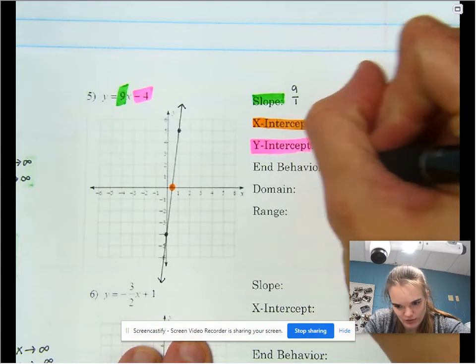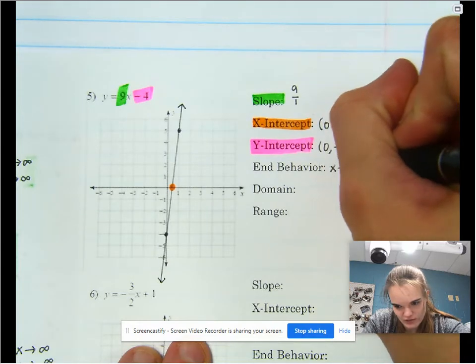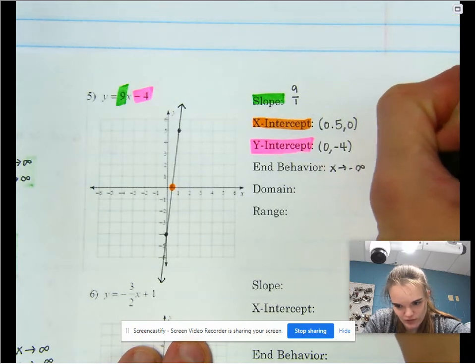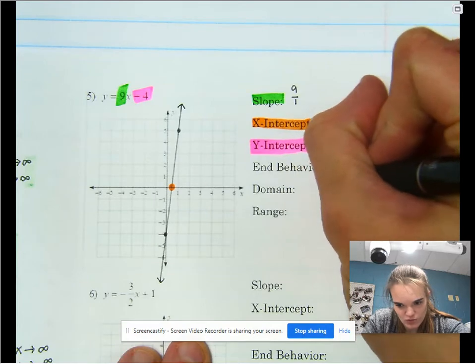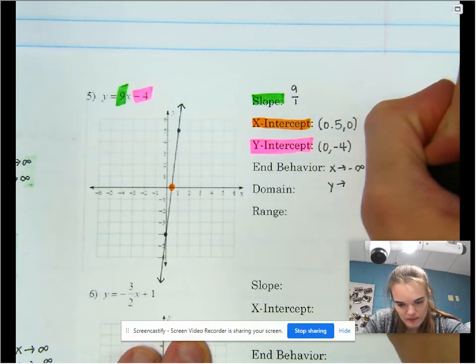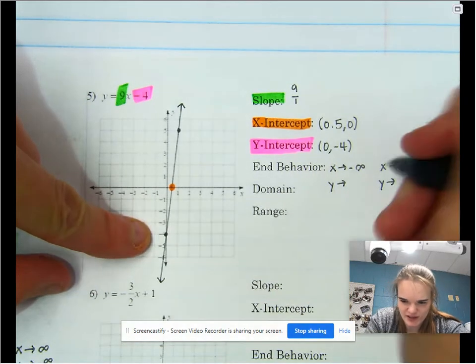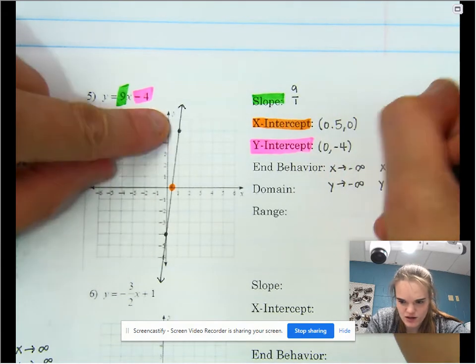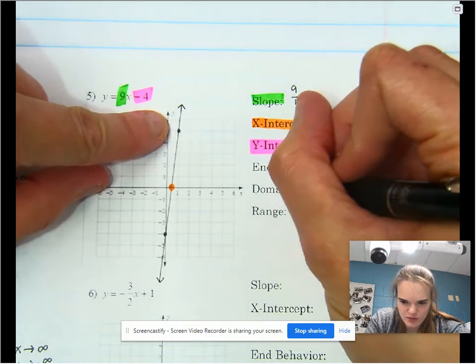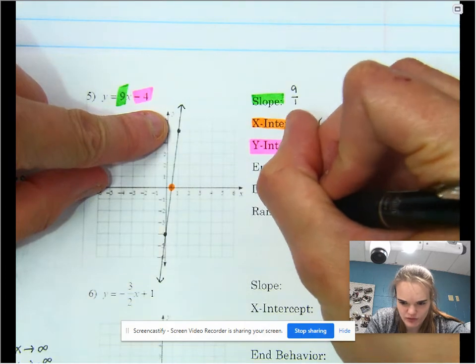Okay, in end behavior, when x goes towards the negatives and when x goes towards the positives, what is happening to the y's? This one's going down on the left side, up on the right side. The domain is all real numbers.